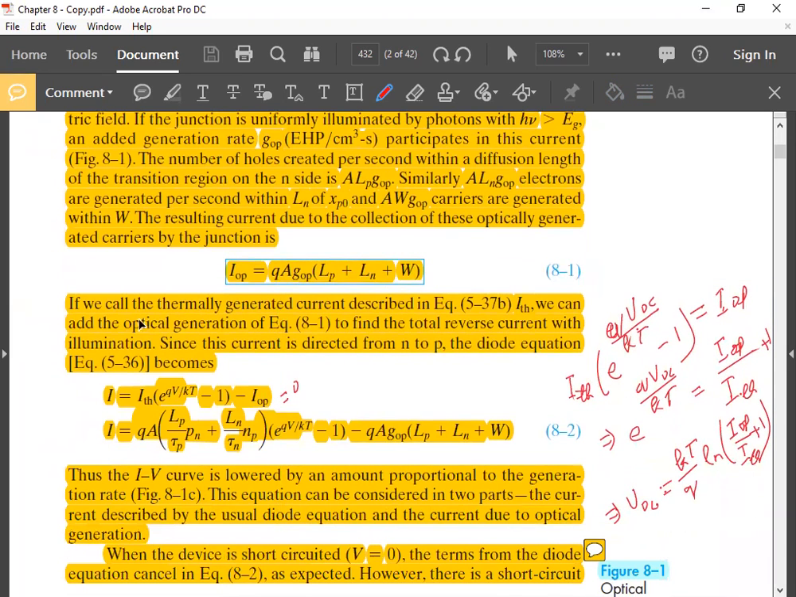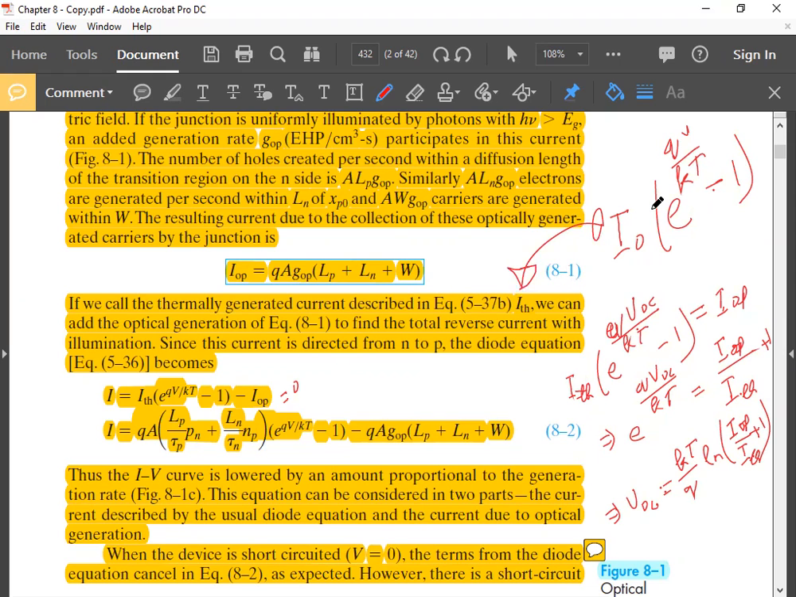So if we call the thermally generated carriers described in the diode equation as I thermal, this ITH was actually in chapter 5 denoted by I naught, I0. If you remember the diode equation, I0 into e to the power QV by KT minus 1. See, this I0 and I thermal is same actually. Here they have used different representation.